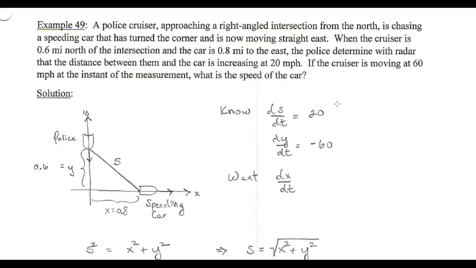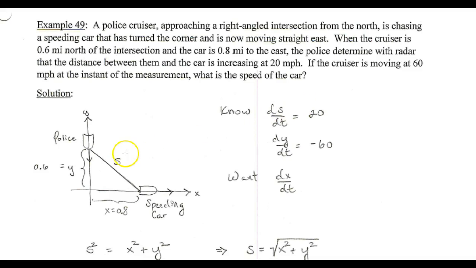When the cruiser is 0.6 miles north of the intersection and the car is 0.8 miles to the east, the police determine with radar that the distance between them and the car is increasing at 20 miles per hour. If the cruiser is moving at 60 miles per hour at the instant of the measurement, what is the speed of the car? Seems very confusing, but draw yourself a picture, okay?